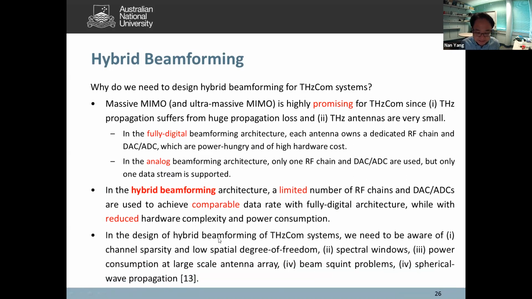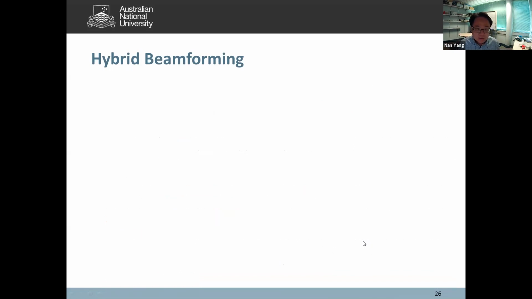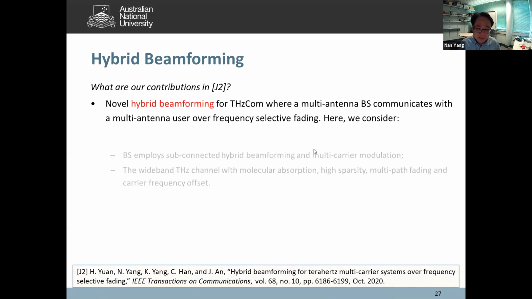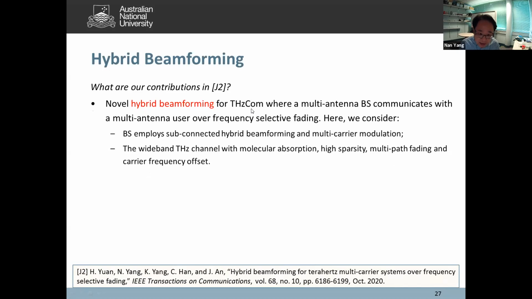But of course, in the design of hybrid beamforming, we need to consider the specific properties of Terahertz communications, such as the channel sparsity, the low spatial degree of freedom, and the spectrum windows. We have to consider these. For hybrid beamforming, we published a paper last year. In this paper, we designed the hybrid beamforming for Terahertz communication, where we consider a multi-antenna base station communicating with a multiple antenna user.